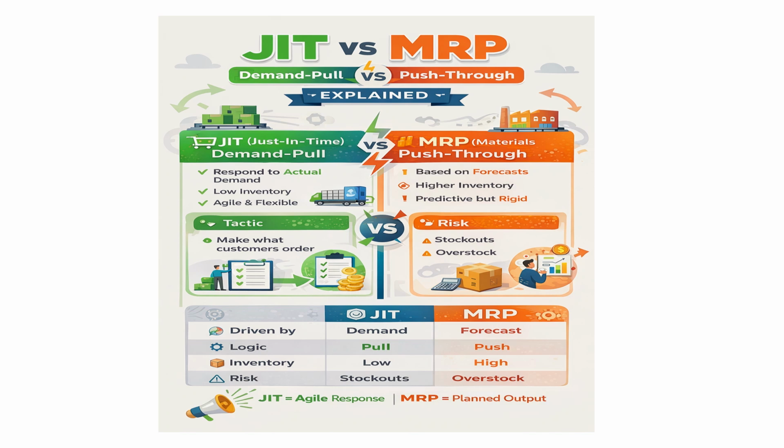So the key difference comes down to what drives the system. JIT is driven by demand. MRP is driven by forecasts. JIT uses a pull logic. MRP uses a push logic. JIT keeps inventory low. MRP typically holds inventory high.